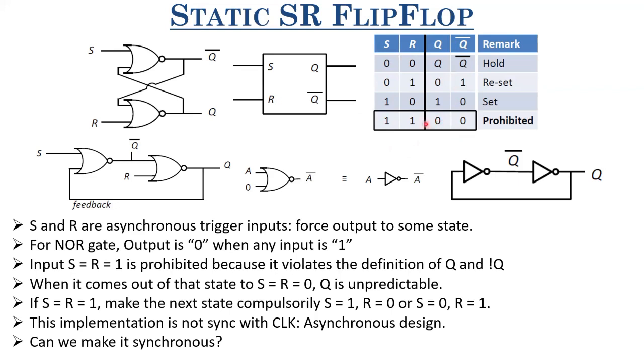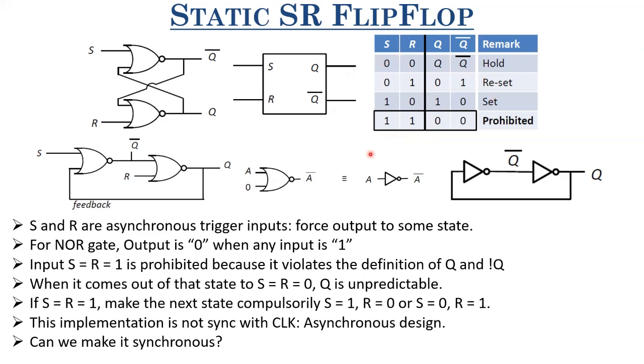Input S going from 1 to 0, R going from 1 to 0, no matter how hard you try, you won't be able to make these transitions equal. And even if they were equal, noise in the system would make sure that there is a change, like this Q and Q bar, they are different. So if you are going from 1-1 to 0-0 state, then the output is unpredictable.